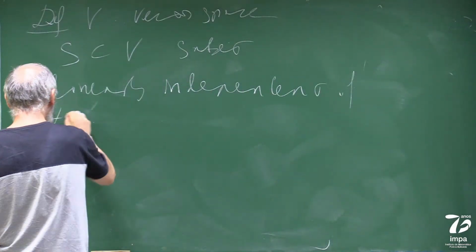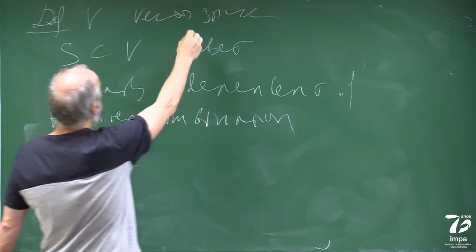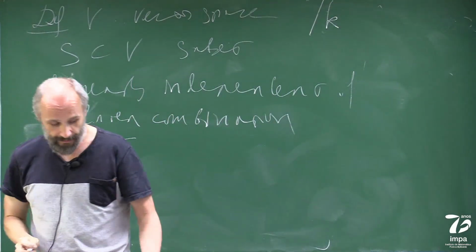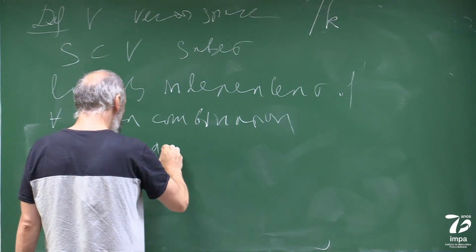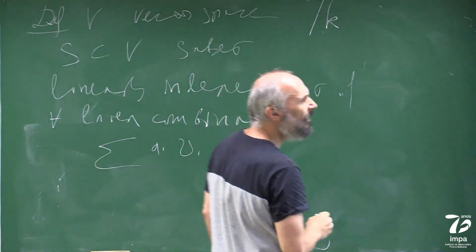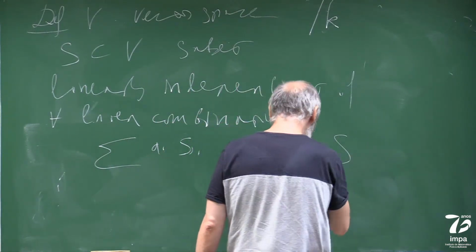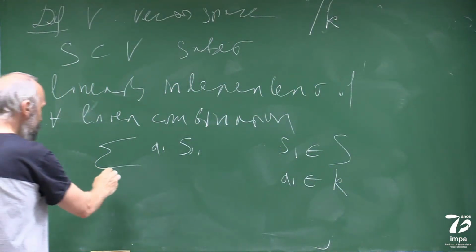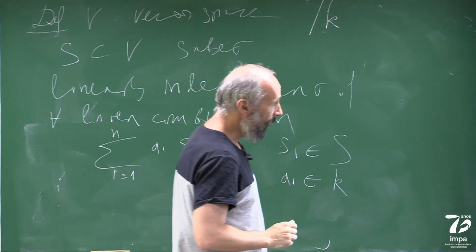If for any linear combination... So when I say linear combination, I take the sum, it's a vector space over the base field K. And I take a sum of vectors with coefficients in K. So it's like the sum of a_i v_i, where the v_i are vectors inside the set S, and the a_i are elements in the field K. And this is finite. So when I say linear combination, I always mean this kind of sum.